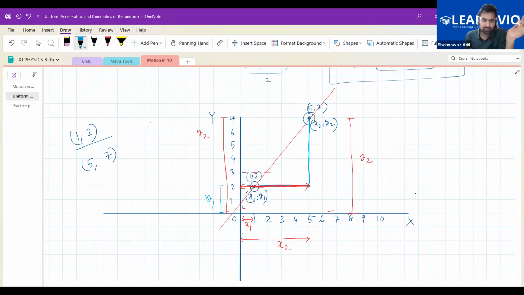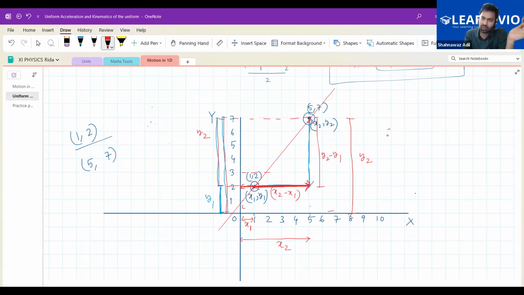Clear? y2 is 7, right? And y1 is 2, so this is 2 on the y-axis. Clear? Now, what is the change in y? This is the change in y, so this is y2 minus y1. And this is x2 minus x1. So this is the change in x, and this is the change in y.